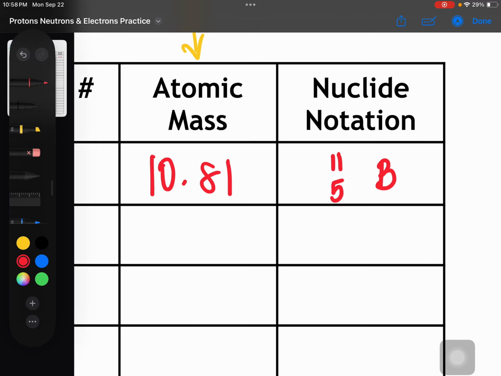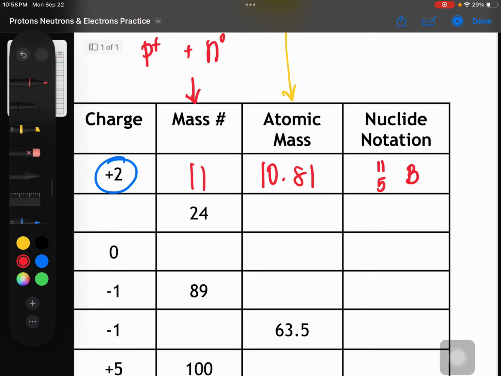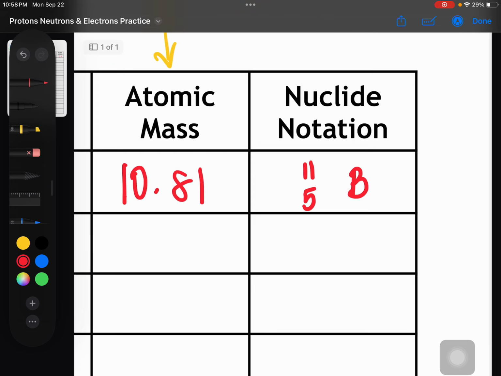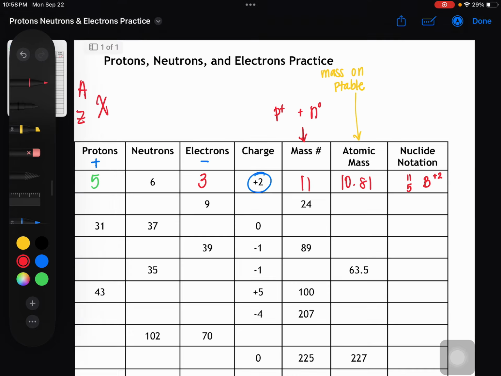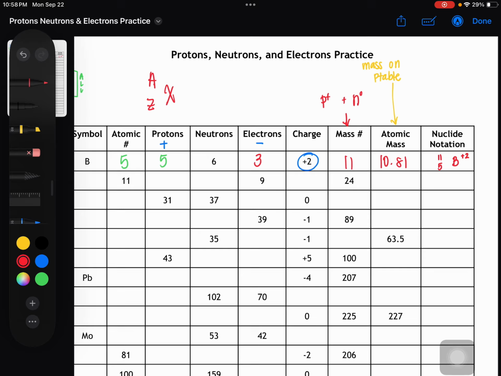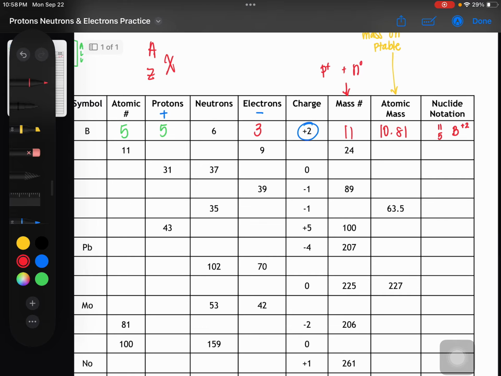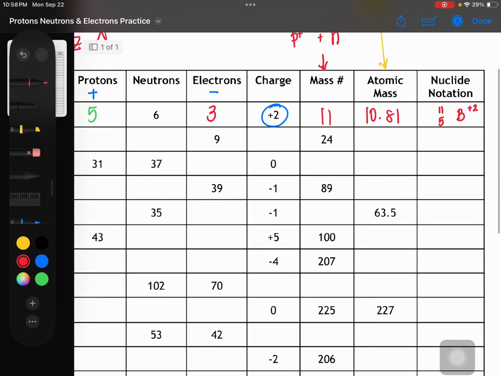And another thing I want to add is for some nuclide notation, you actually write down the charge. The charge for this is plus 2. Okay. So that's one way to do it. Let's try some more. Let's try this one with a 63.5.